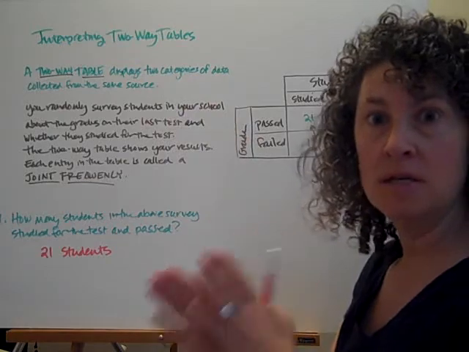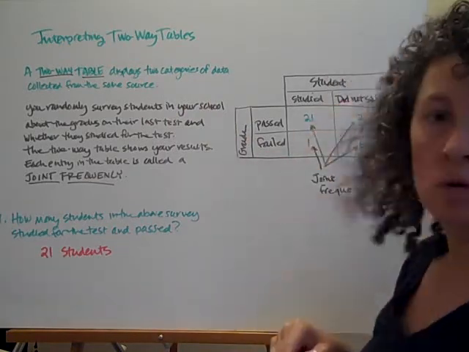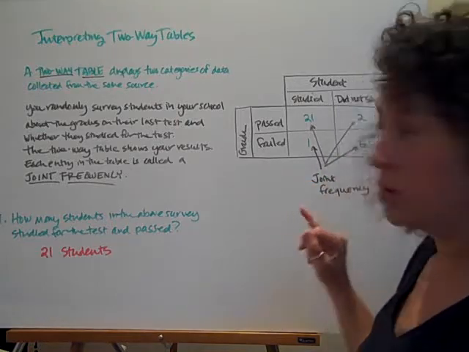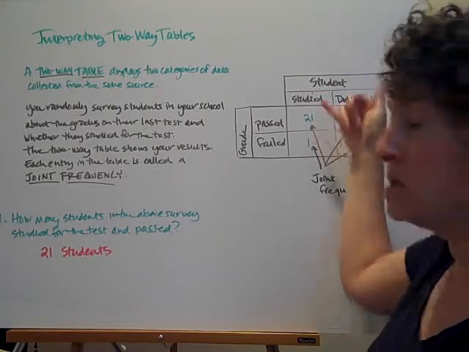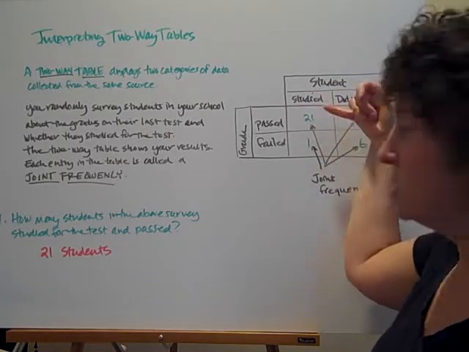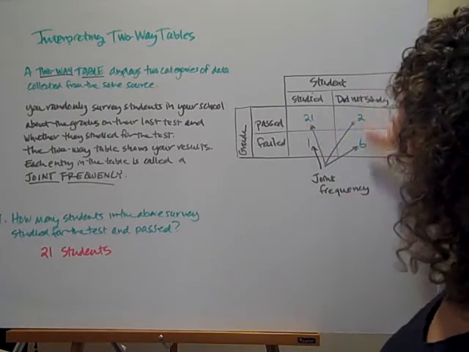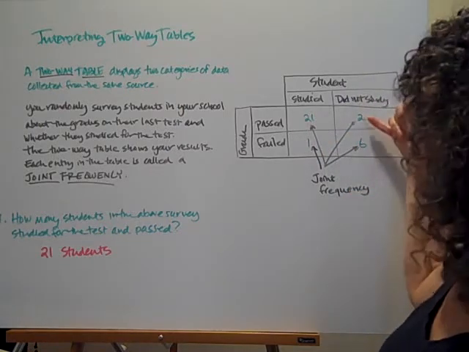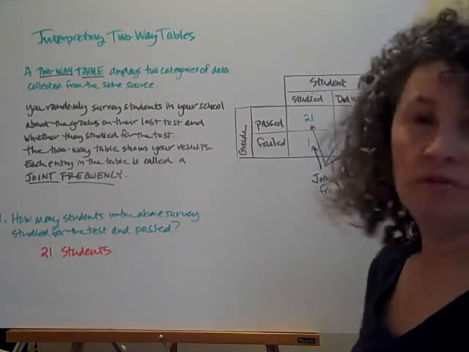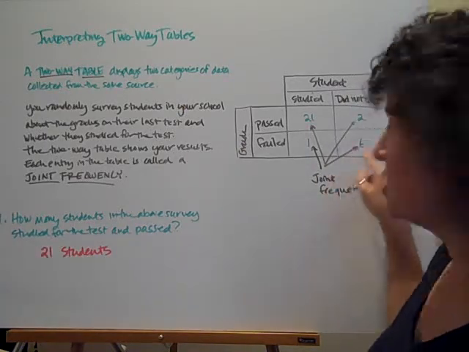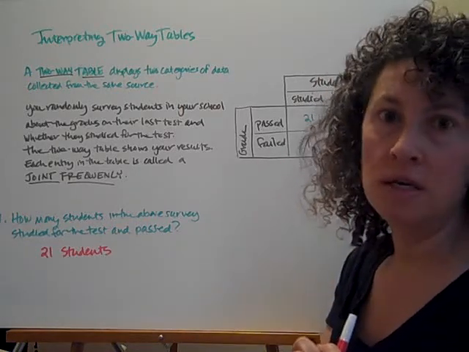We asked them, did they study? Did they not study? We asked them, did they pass? Did they fail? So then we've grouped those into what we call joint frequencies. So we have students who studied. These are all the students who studied, but I've grouped them into two categories. People who studied and passed, people who studied and failed. And then I have people who did not study, and I've again grouped them into those same two categories, students that passed and students who failed. So these are our joint frequencies. These are the numbers we pull from the meat part of the table.